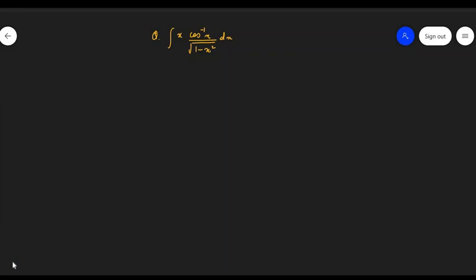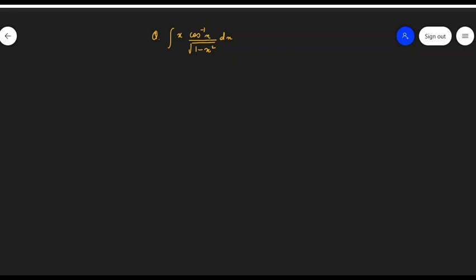In this video, let's integrate x into cos inverse x upon square root of 1 minus x square. This question looks very complex, but in fact it is very easy. To understand this in a little detail, let us first rearrange the terms a little bit. So I can write this as integration of x upon square root of 1 minus x square cos inverse x dx.